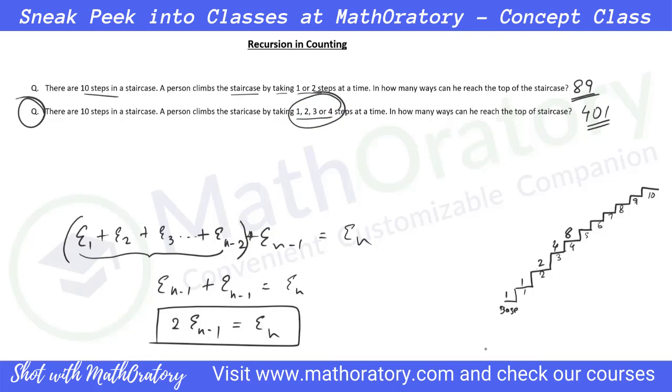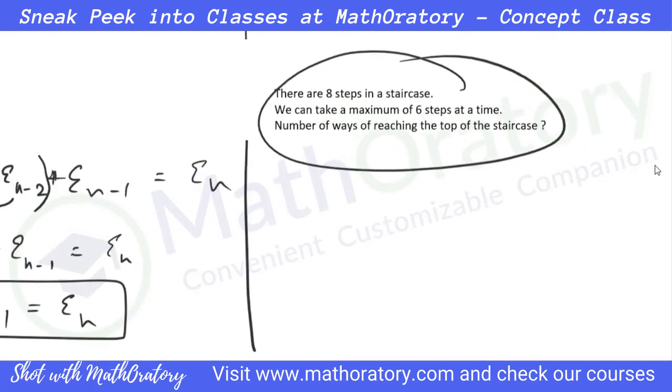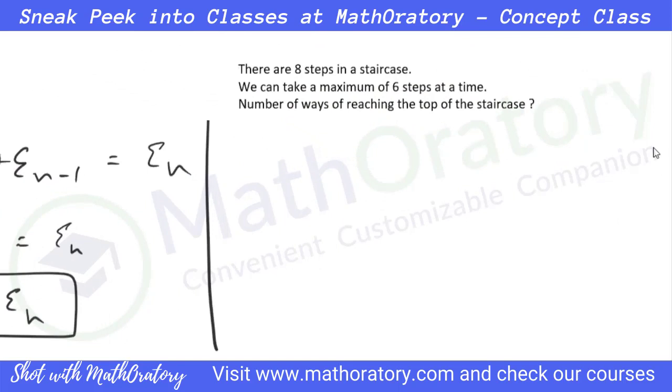So even if this is like a total of 8 steps, and you can take a maximum of 6 steps. So for the first 6 terms, you can simply keep on doubling. So that 8 steps in a staircase, we can take a maximum of 6 steps at a time. Number of ways of reaching the top of the staircase.